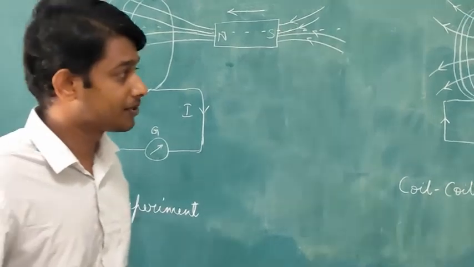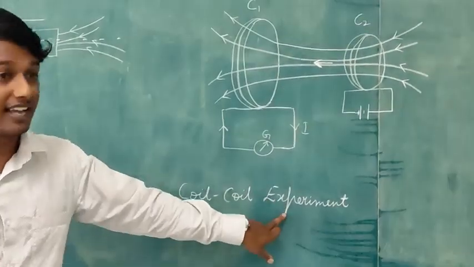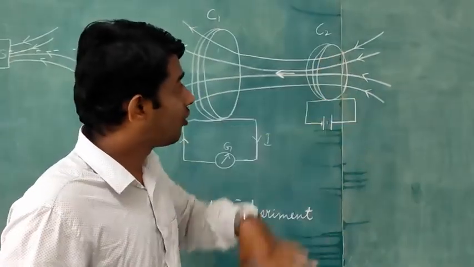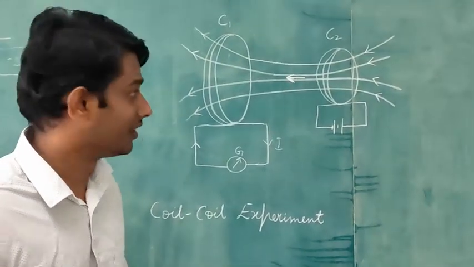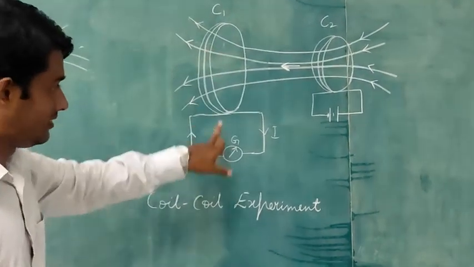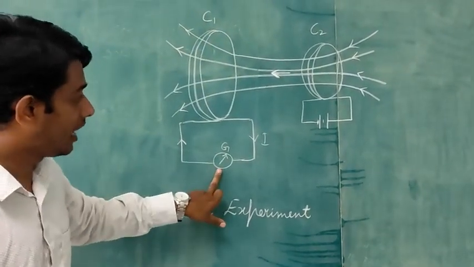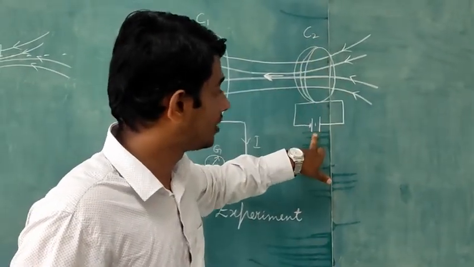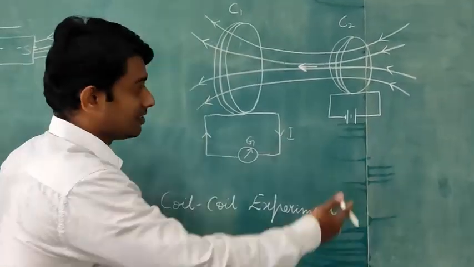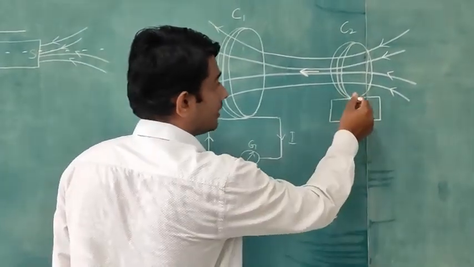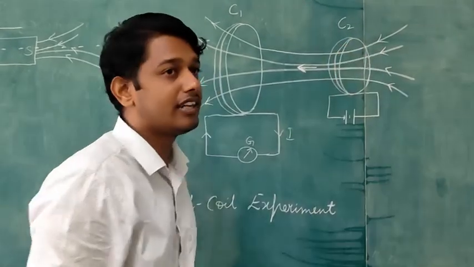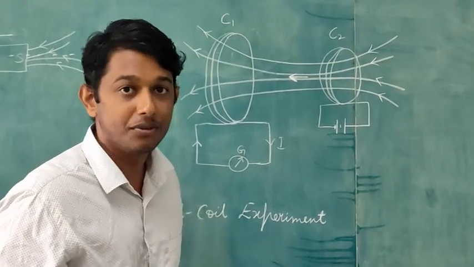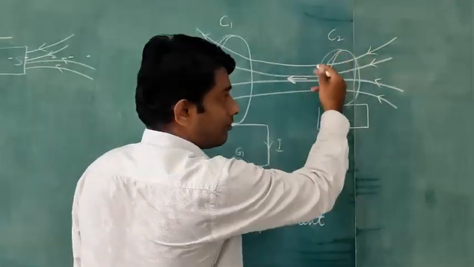The next experiment which was conducted by them was the coil-coil experiment. Here, one coil was kept stationary and the other coil was moved. One coil, C1, is connected to the galvanometer. Then we have one more coil, C2, which is connected to a battery. Since it is connected to a battery, there will be a current flowing in coil C2, so there will be a magnetic field around it.